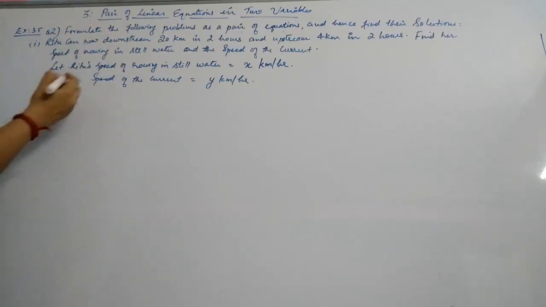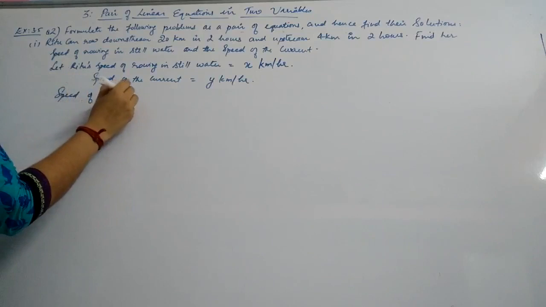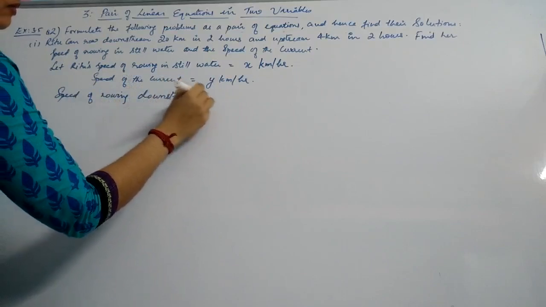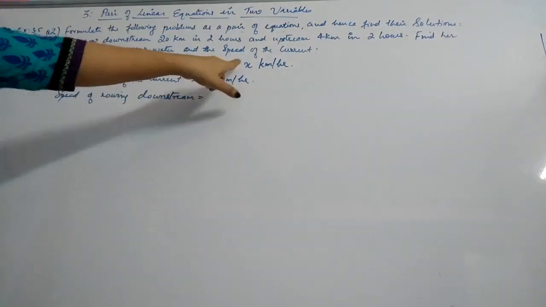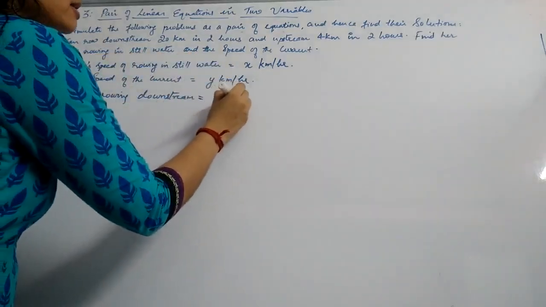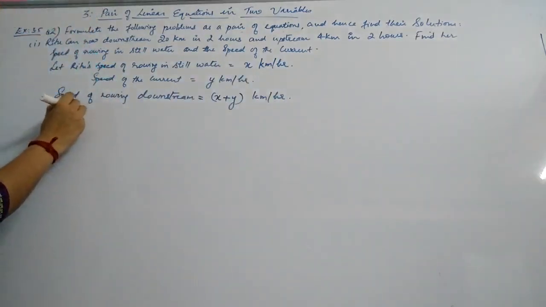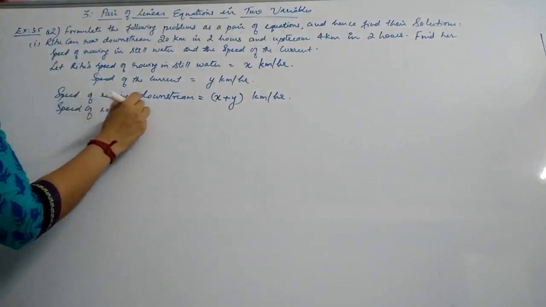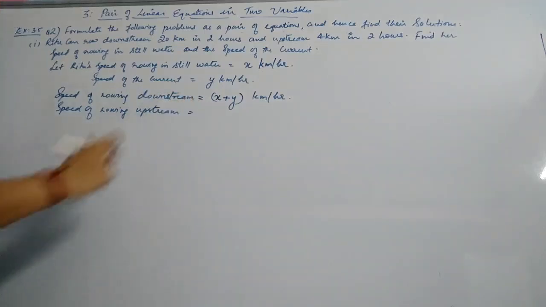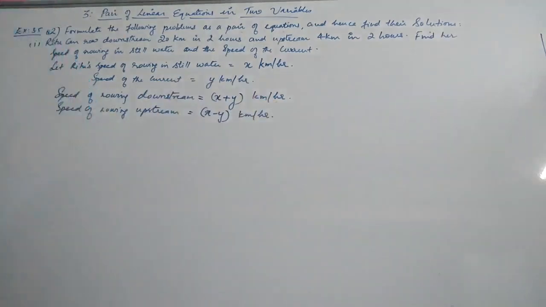Already we have discussed, when we need the speed of rowing downstream, we have to add the speed of rowing in still water and the speed of current. So we will get x plus y kilometer per hour, and the speed of rowing upstream will be the speed of rowing in still water minus the speed of the current, that is x minus y kilometer per hour. Now we will move on to the question.